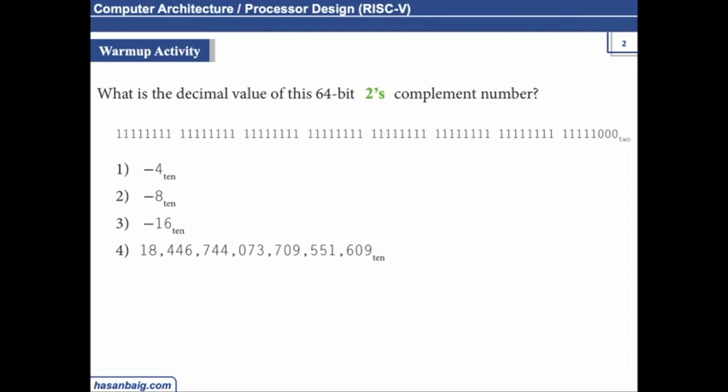So what is the two's complement value? How would you take the two's complement? Keep all the least significant digits unchanged until the first one, and flip all the remaining bits. When you do this, it will be 0, 0, 0, 1, and then all zeros. And it is equivalent to plus 8. So if the two's complement of this value is plus 8, then this actual value is minus 8. Understand? Do you want me to repeat?